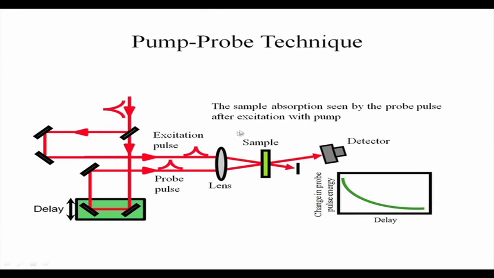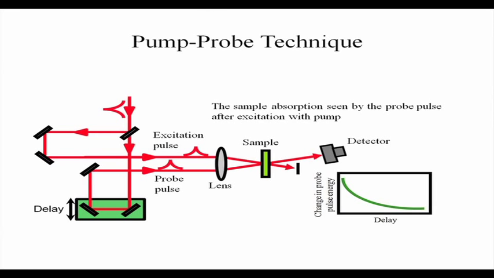So it is a pump-probe technique by which you can also follow the kinetics of the decay, or the kinetics of the generation of some species. Suppose because of the incidence of this excitation pulse, a new species is generated because of some reaction. Because of the generation of this new species, there is a change in probe pulse energy, and that you have to monitor.